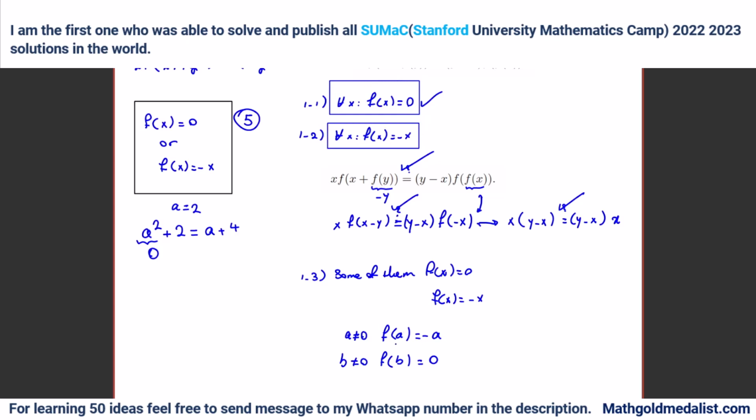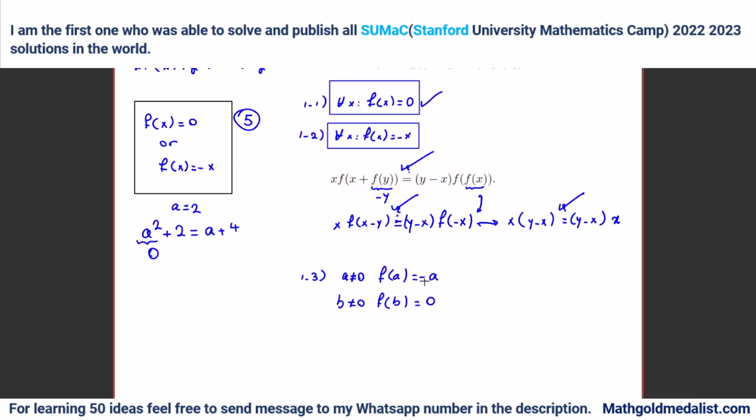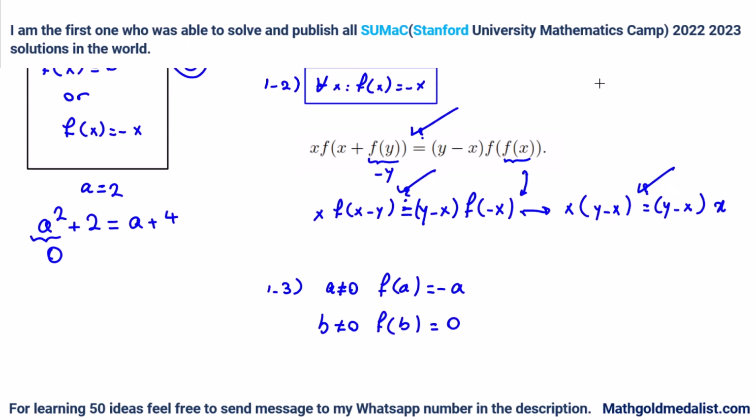Now we want to check the case that, for example, we have one variable that is f of a is negative a, a is not 0, and one variable that f of b is 0, right? But how would you check this? We want to see, can we reach a contradiction? For USAJMO 2024, we had a similar thing. In that case, we reached a contradiction. So here, let's check this part together.